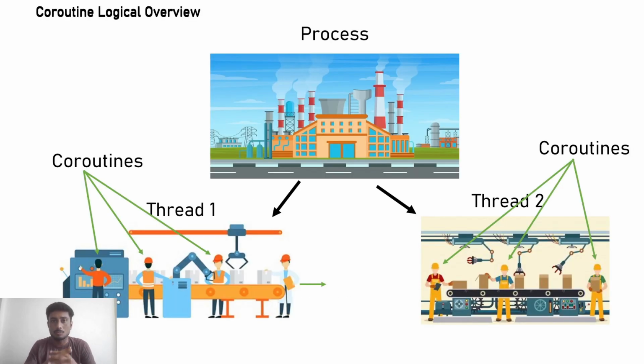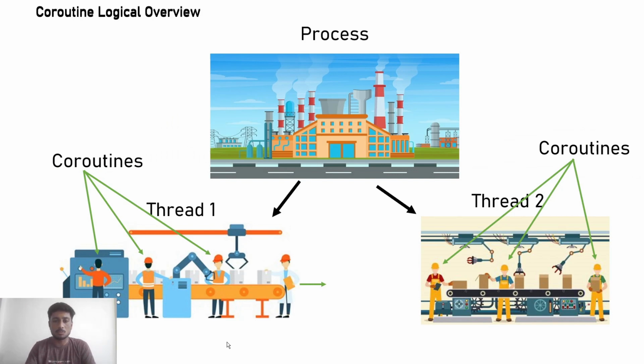So this is a logical overview of coroutines. Consider this one big factory as a process, and these two are different modules in that factory, thread 1 and thread 2. We can consider this factory as a process, and inside it these two units are thread 1 and thread 2. All of these employees who are working here can be referred to as coroutines, because coroutines reside inside the thread. Both have their coroutines and their resources, and the coroutines are also suspendable.